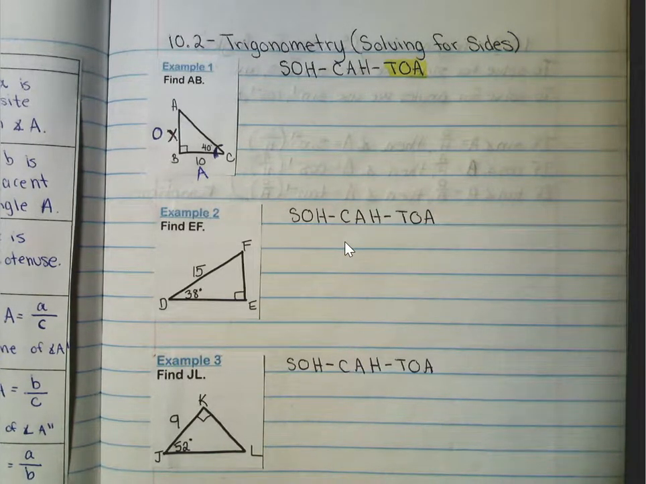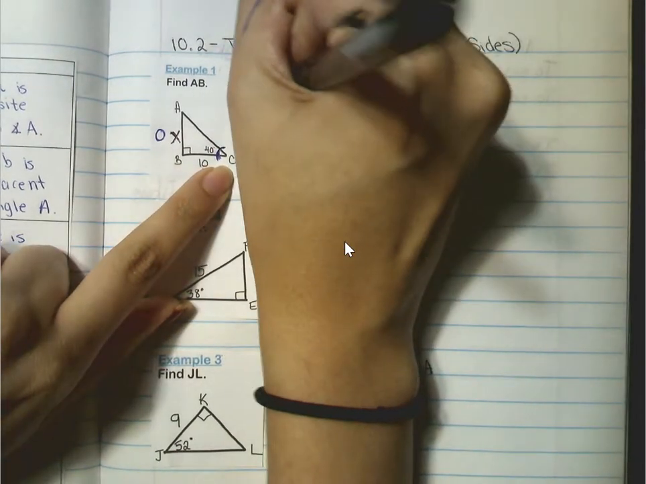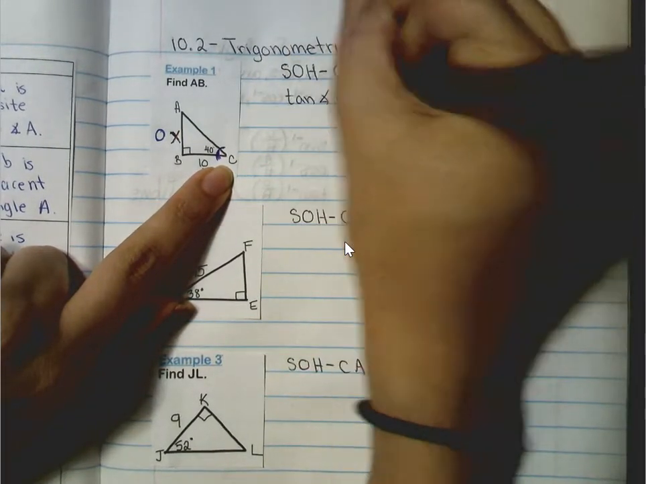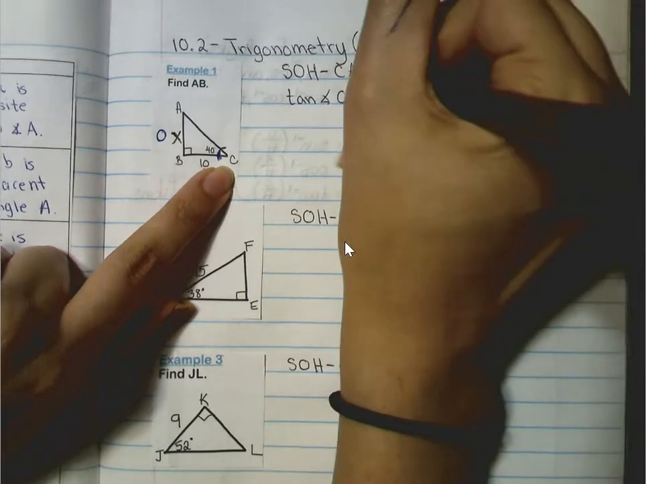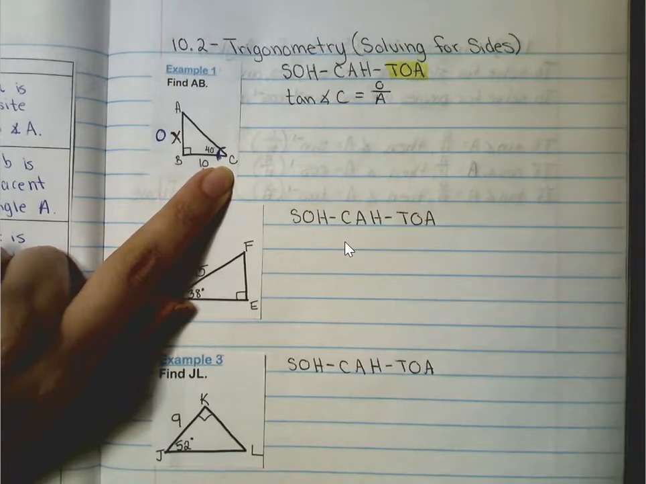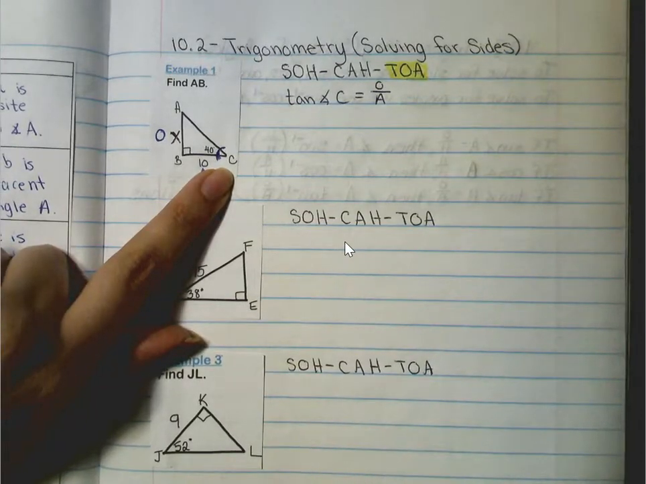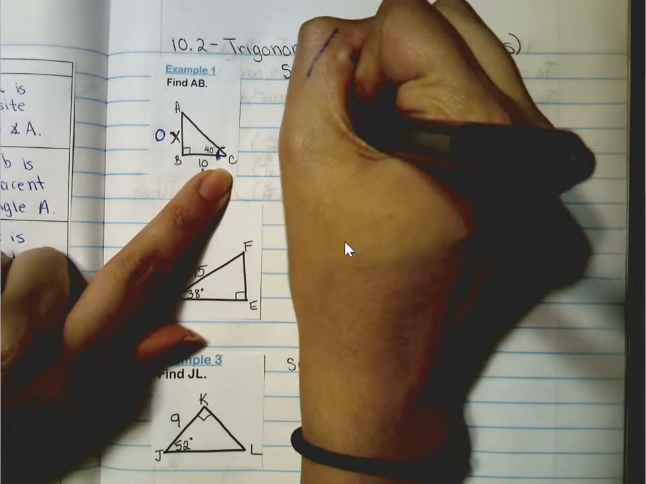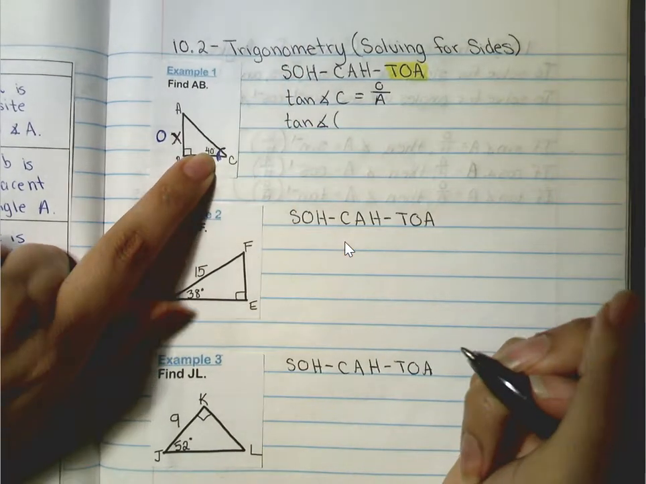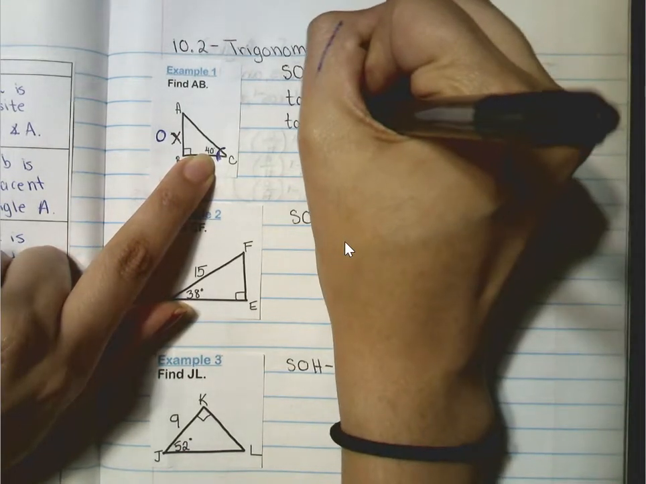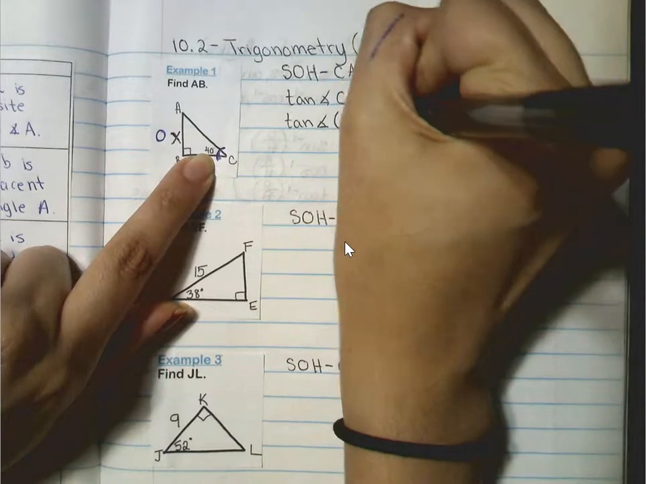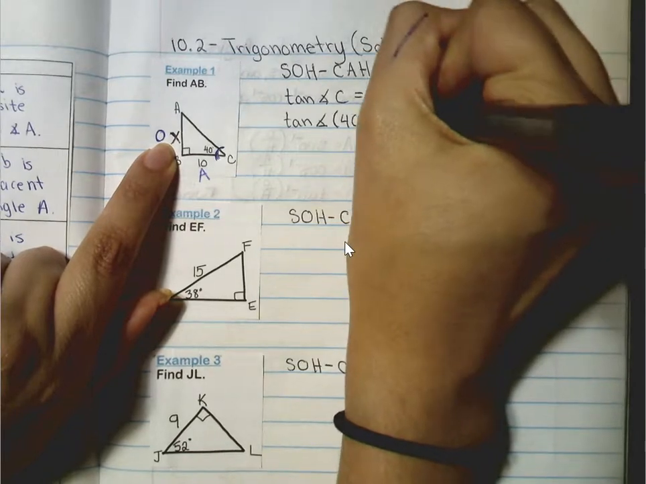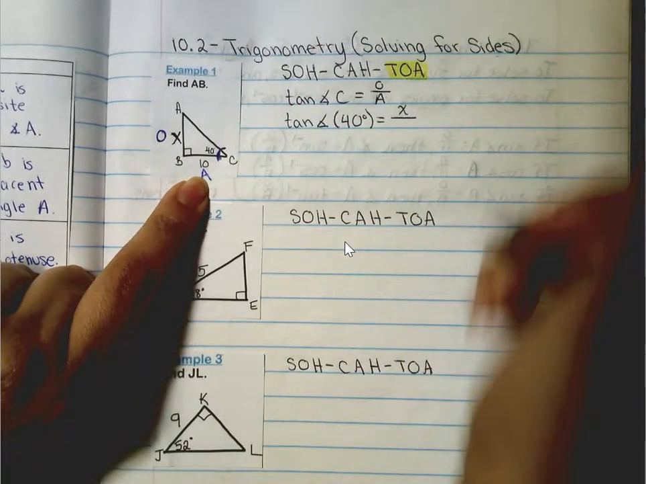So tangent of angle C is what I need. That's going to be given by opposite over adjacent. So that's the equation that I need. I'm going to replace my letters with the numbers that I have. So I have tangent of angle C, which is 40 degrees, so I'm going to replace C with 40 degrees, equals opposite, which is x, over adjacent, which is 10.